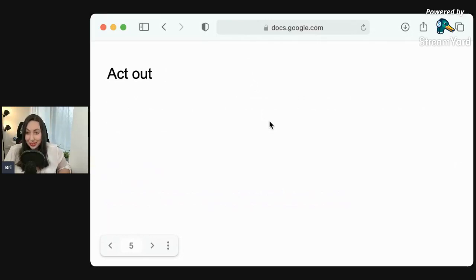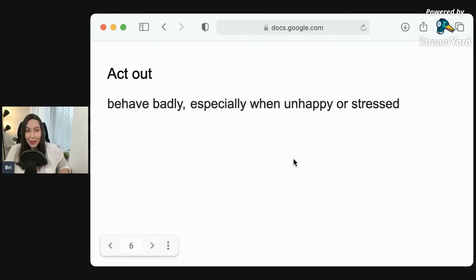Act out. Has anyone heard this one before? There are several meanings for the phrasal verb act out. However, we're going to look at one that is specifically used in the US. Act out means behave badly, especially when unhappy or stressed. So to act out means behaving badly.